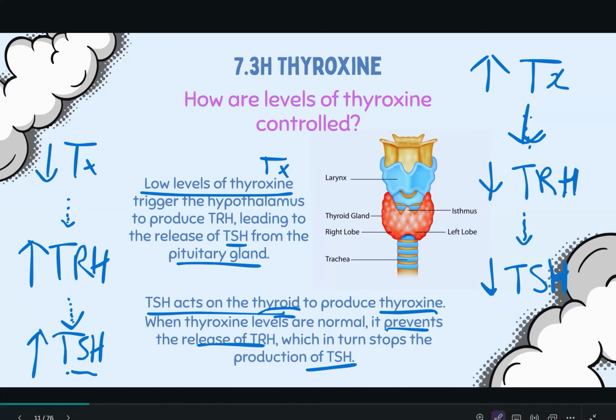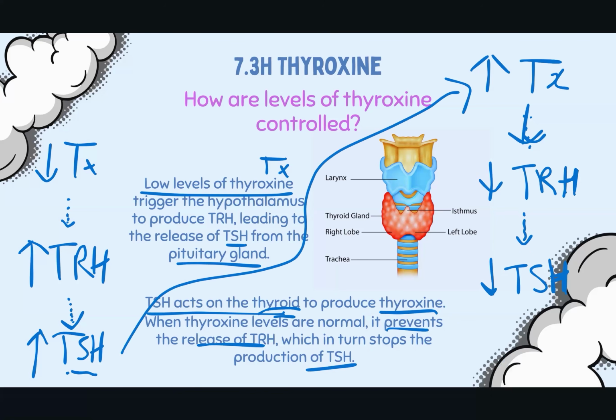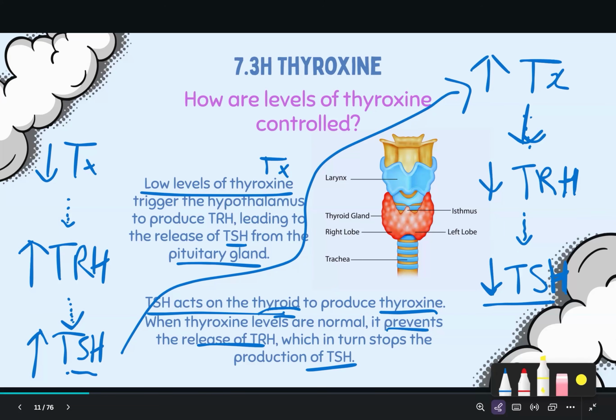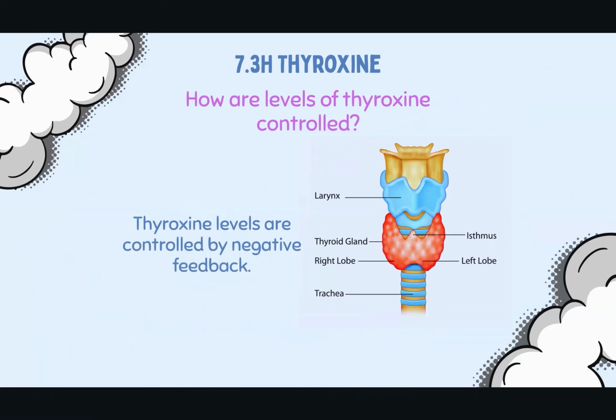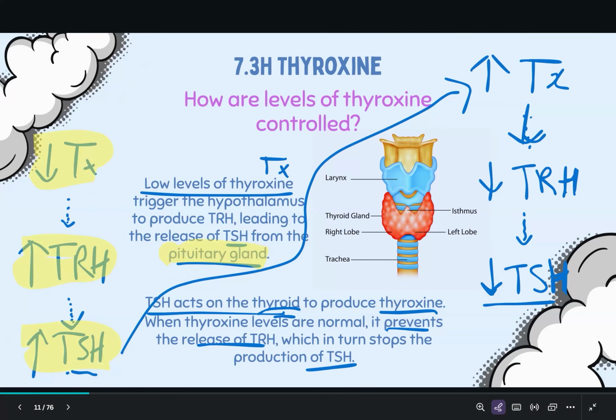Now, we just said TSH. What did TSH do? It caused an increase in thyroxine. Now, if TSH has decreased, that means thyroxine is no longer made. And look, thyroxine levels start to decrease now. If thyroxine levels decrease, TRH is produced by the hypothalamus and it increases. If TRH is made, once that hormone reaches the pituitary gland, there's an increase in the production of TSH.